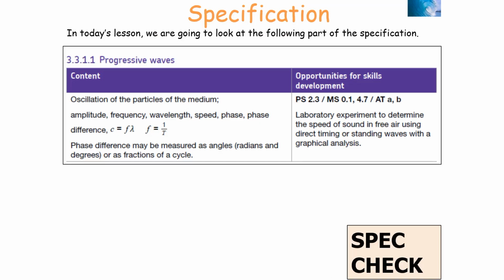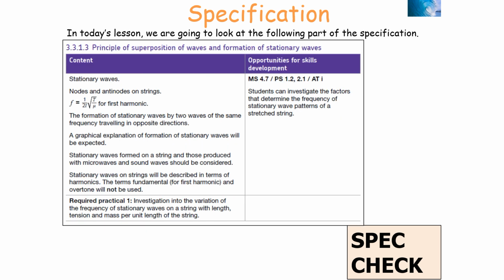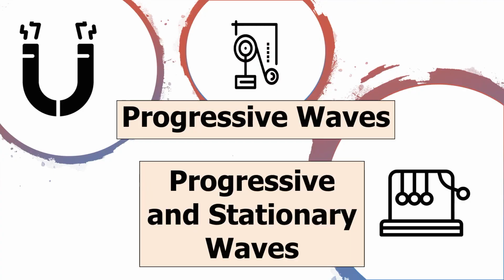We're going to be looking at 3.3.1.1 progressive waves, 3.3.1.2 longitudinal and transverse waves, and 3.3.1.3 the principle of superposition of waves and the formation of stationary waves. So let's start off by looking at progressive waves.